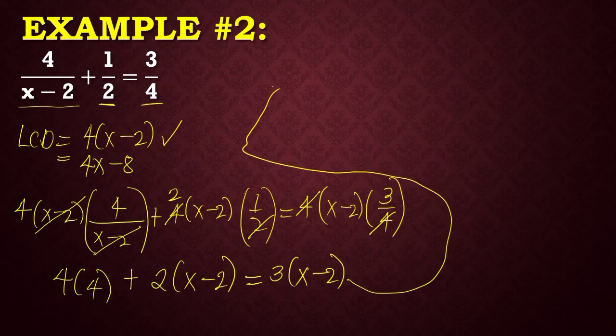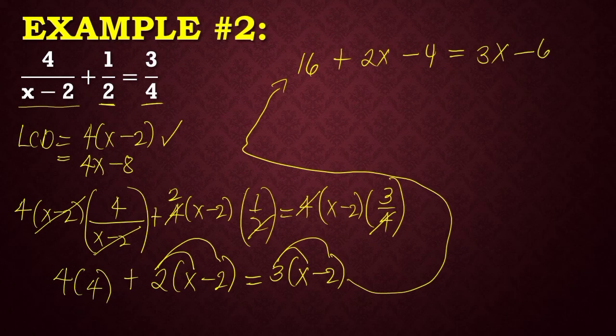So, pasensya na, napakagulo ng sulat. So, 4 times 4, that is 16. Plus, 2 times x, 2x, 2 times negative 2, that is negative 4, is equal to 3 times x, 3x, 3 times negative 2, negative 6. And then, we combine like terms. So, magiging ganito siya. 2x, so yung 3x, malilipat sa kabila, magiging negative 3x is equal to negative 6. 16 minus 4, that is 12. Tapos, pag nilipat natin siya, magiging negative 12. Next, 2x minus 3x, that is negative x, equals negative 6 minus 12, that is negative 18.